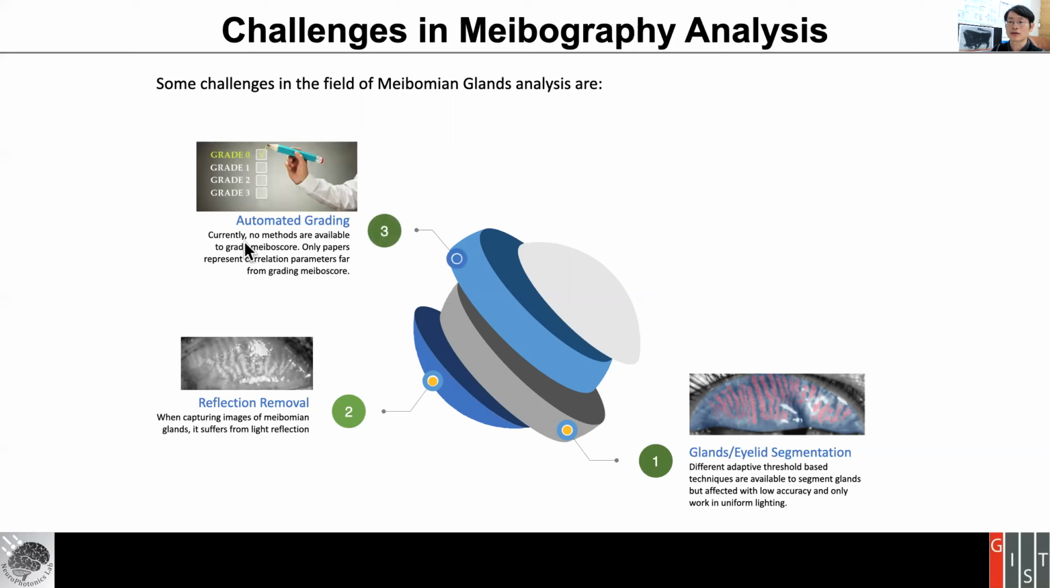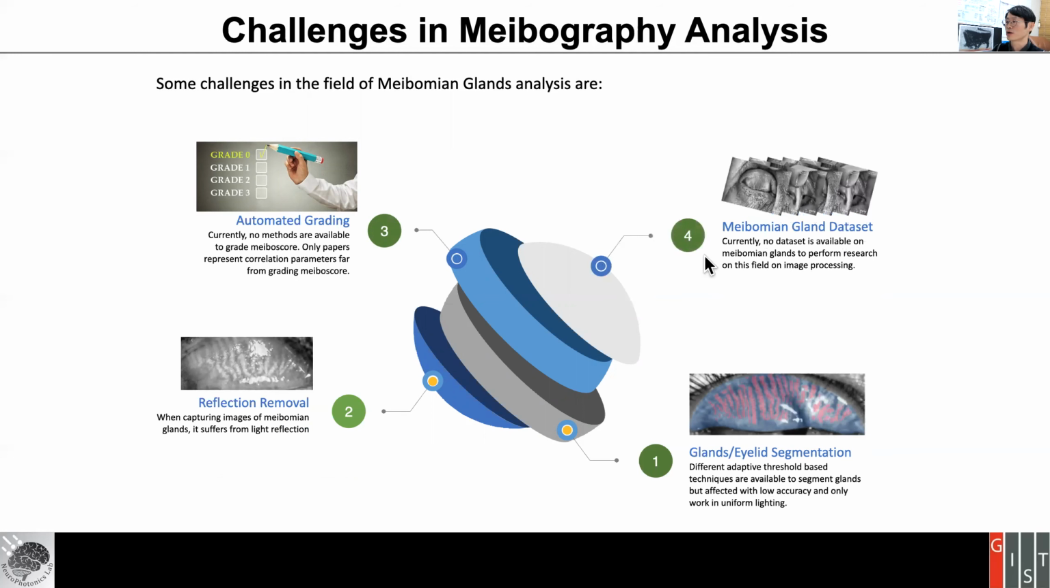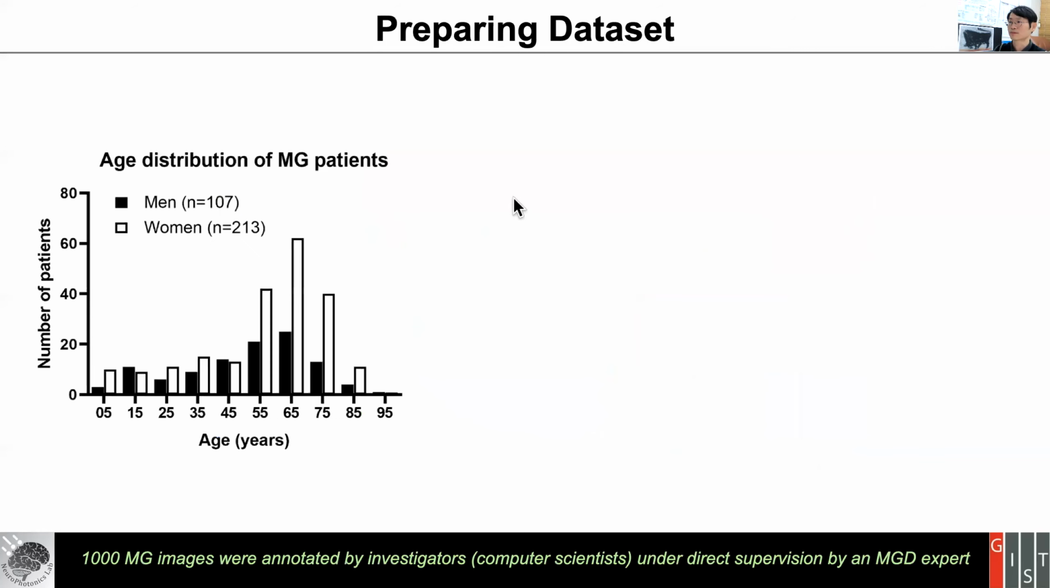Another is that currently no methods are available to create Meiboscore, so we are dependent on semi-quantitative clinicians' judgment for grading. And also, there's no public data set available on Meibomian gland to perform research in this field and compare each other in terms of image processing.